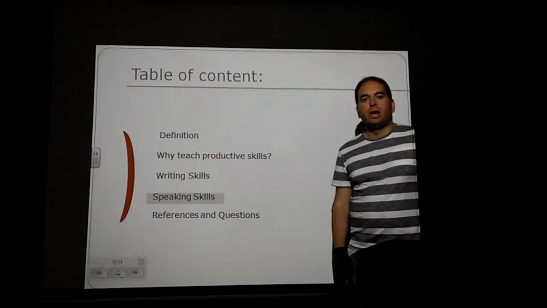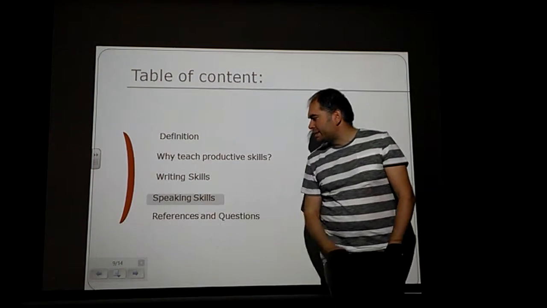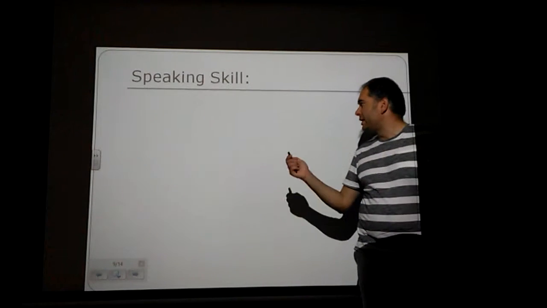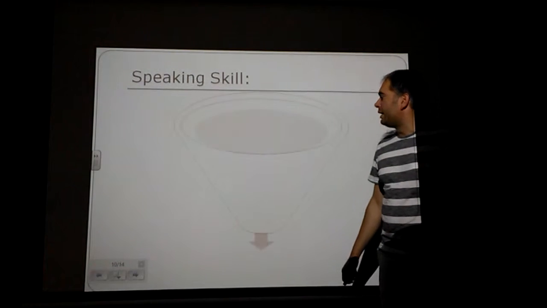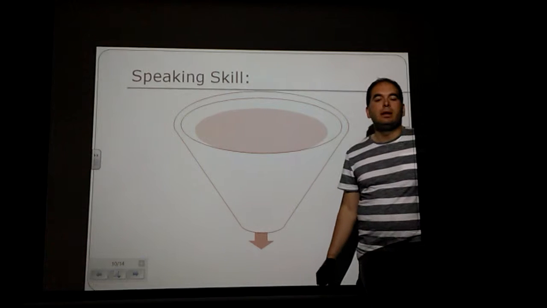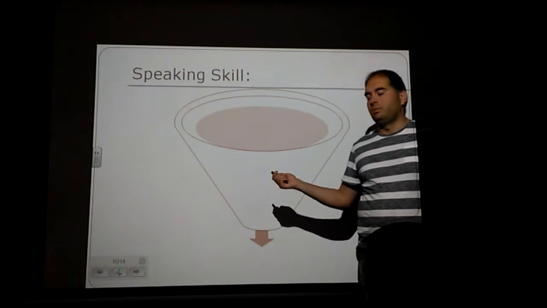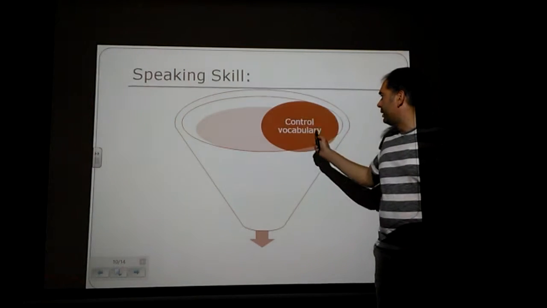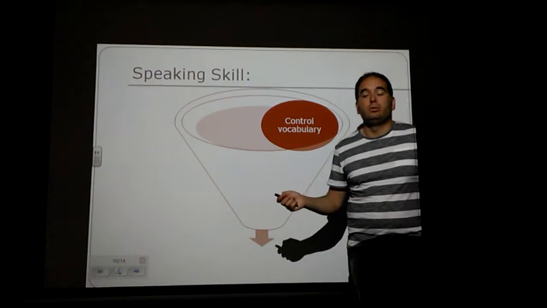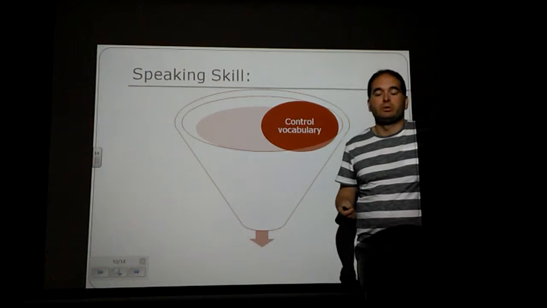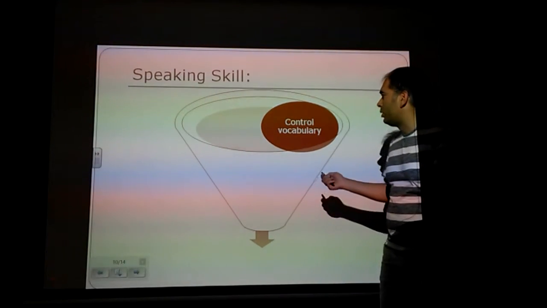Then we are going to talk about the speaking skill, in the next slide. And again, for the speaking skill, we have three points that our students have to manage to be able to speak. The first one is again the vocabulary, because if they want to express an idea, they need to know the words.